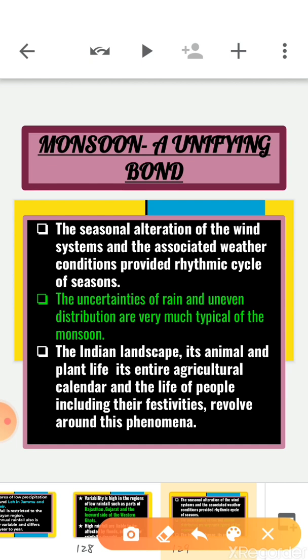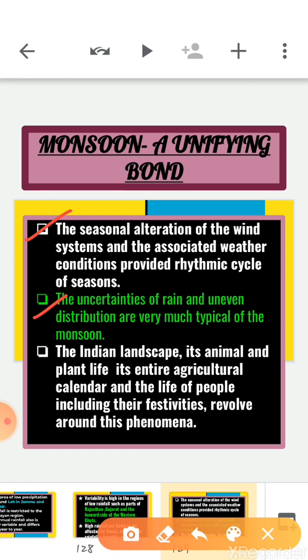But despite such moderating influences, there are great variations in the temperature conditions. Nevertheless, the unifying influence of the monsoon on the Indian subcontinent is quite perceptible. So, monsoon as a unifying bond. The seasonal alteration of the wind system and associated weather conditions provide a rhythmic cycle of seasons. And second, the uncertainties of rain and uneven distribution are very much typical of the monsoon.